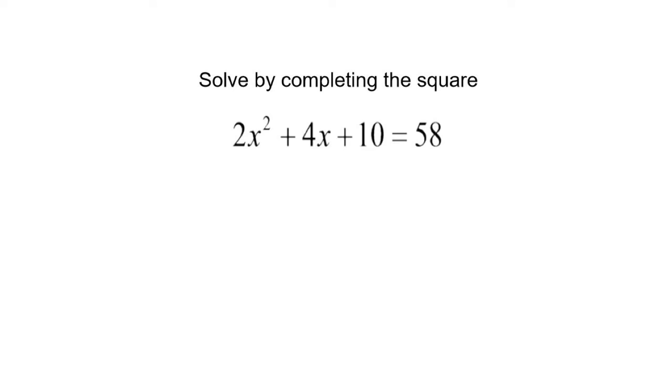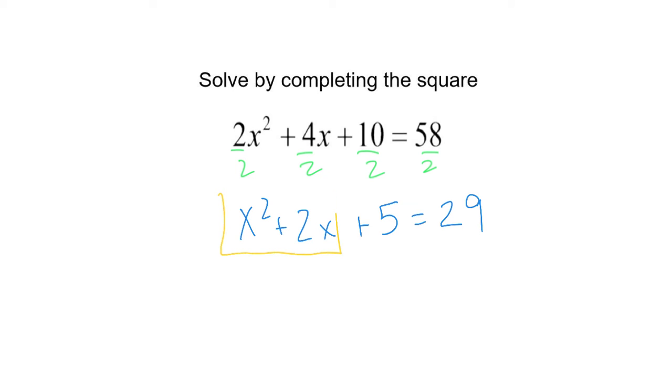Okay, so the first thing I did, I noticed all of these were even, so I divided everything by 2. I get x squared plus 2x plus 5 equals 29. And I want this by itself, so I'm going to subtract 5 from both sides. x squared plus 2x equals 24. And now I'm going to go through my steps.